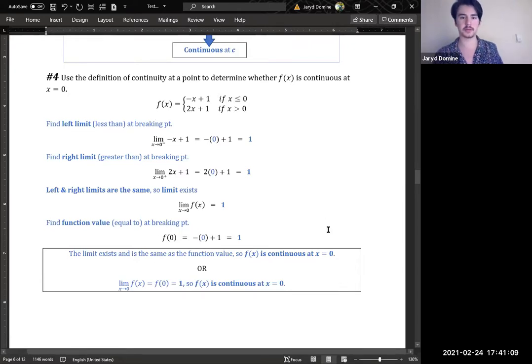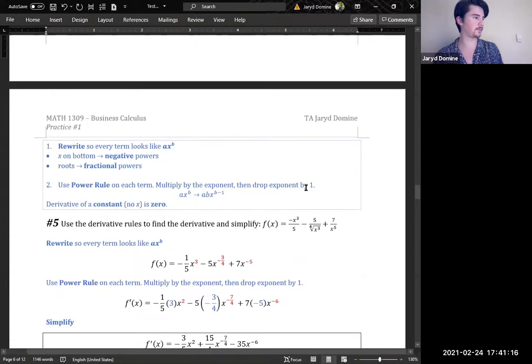Any questions on 4? This was a pretty long one. I can work another example later if y'all want.